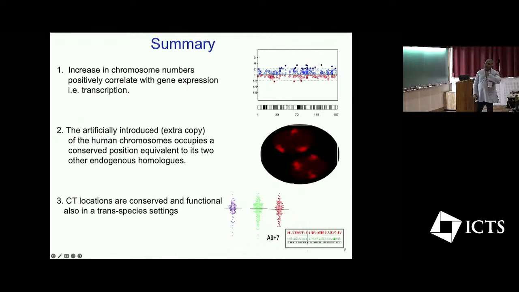So in summary, we know that when you have extra copies of chromosomes, there's a clear increase in gene expression. Not just that, the artificially introduced chromosome actually occupies a position which is indistinguishable from its other two endogenous homologs. And the chromosome territory locations are highly conserved and at the same time very functional in a trans-species setting, again showing the importance and significance of the 3D spatial organization of chromosome territories, which has also been reiterated a lot by the pioneering work of Job Dekker and many others after that.